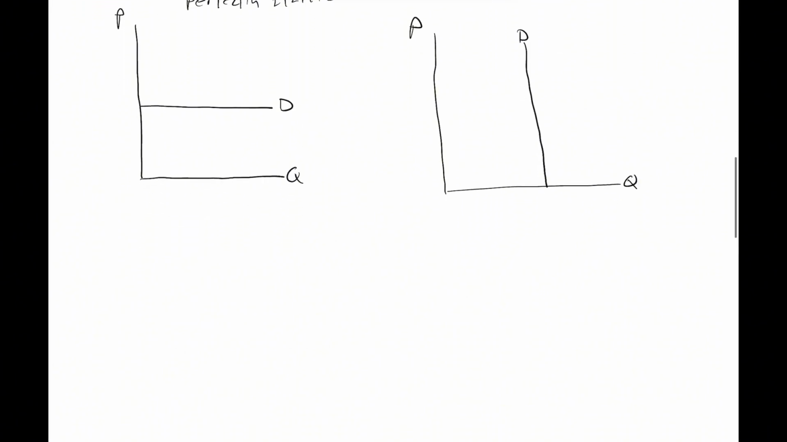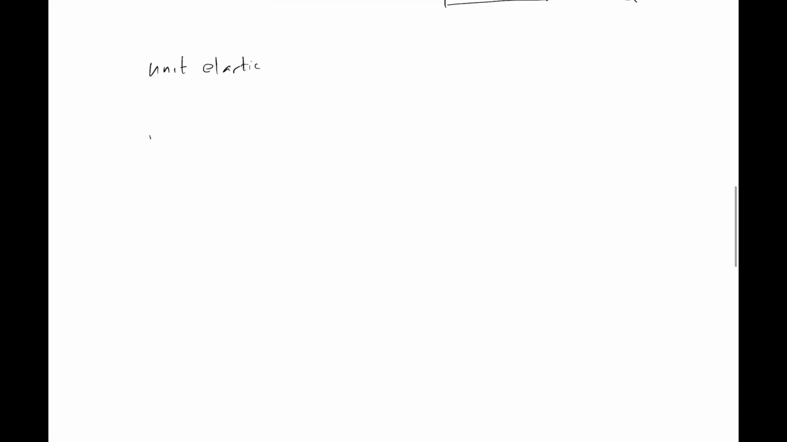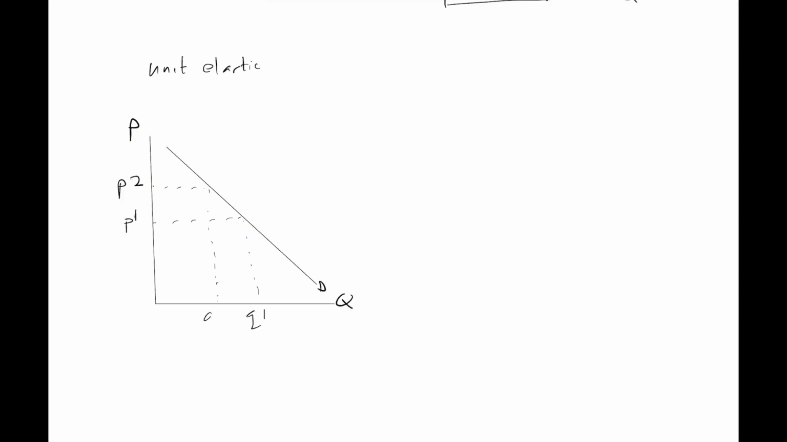If the product is unit elastic or unitary, then we would draw a 45-degree demand curve. And basically, we just label that P1 and Q1. Let's say there's been an increase in price from P1 to P2. And we label this Q2, okay?